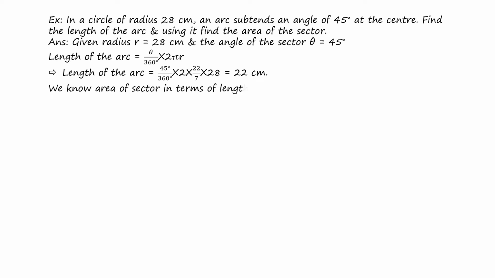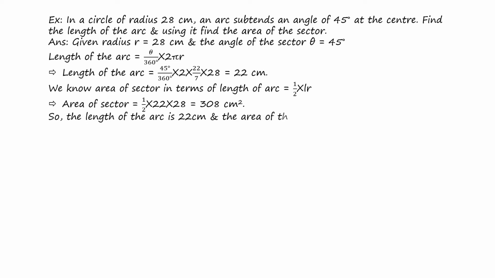We know that the area of the sector in terms of the length of the arc is 1 by 2 into L into R. So area of the sector is 1 by 2 into 22 into 28, which is 308 centimeter square. That means the length of the arc is 22 centimeter and the area of the sector is 308 centimeter square, is the answer.